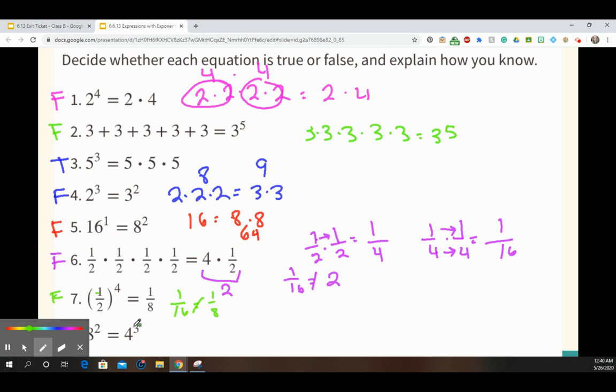And then finally down here, I keep covering it up with my pen there. I have 8 squared is equal to 4 to the 3rd. 8 squared, remember, is 64 because it's 8 times 8. And then for 4 to the 3rd, it'd be 4 times 4 times 4. 4 times 4 is 16. 16 times 4. 6 times 4 is 24. Carry the 2. 4 times 1 is 4 plus 2 is 6. So I'd get 64. So that is true.